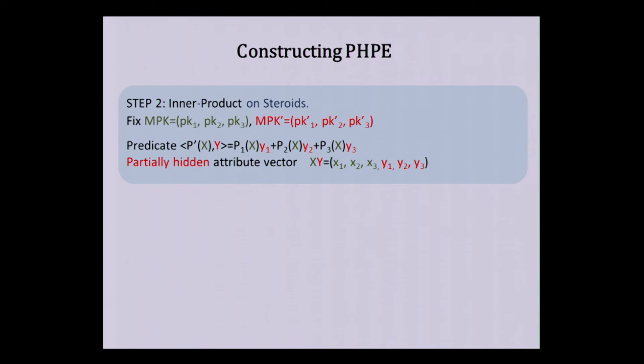You can apply arbitrary predicates because you're going to know the input x in clear, and then you can take the result and take an inner product of that with the secret y. So we do get exactly what we wanted. We can evaluate arbitrary predicates on the public component and take an inner product with the secret component, and I don't have to give you the secret component in clear.